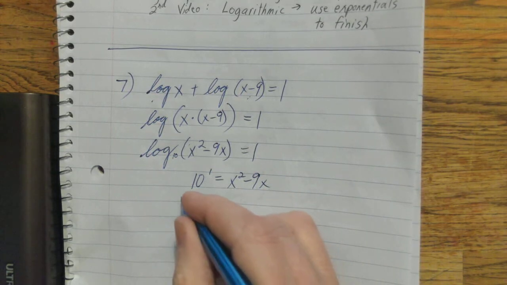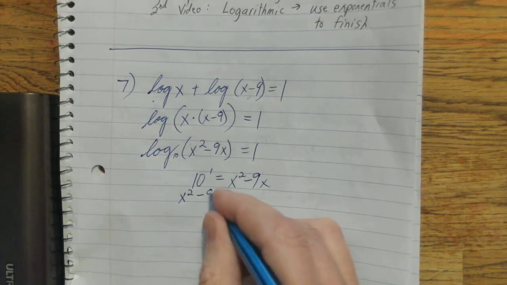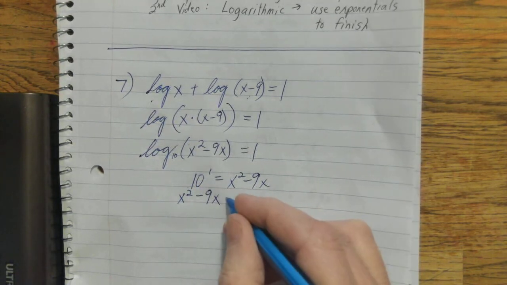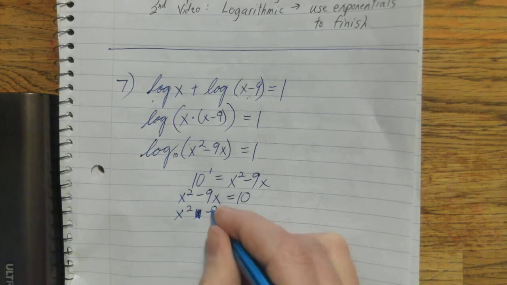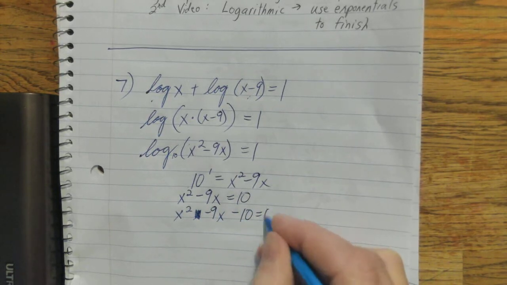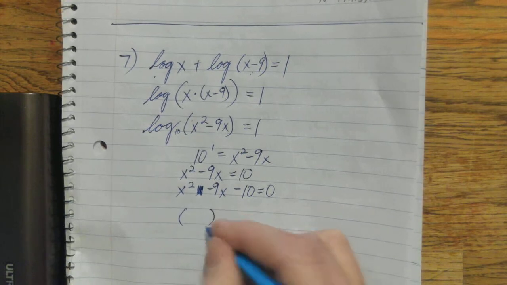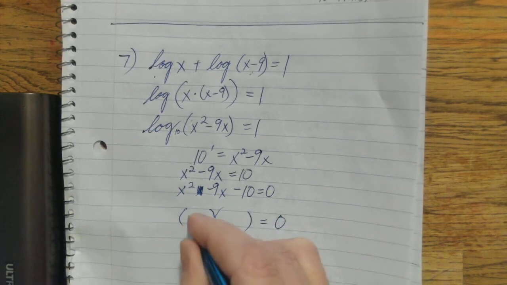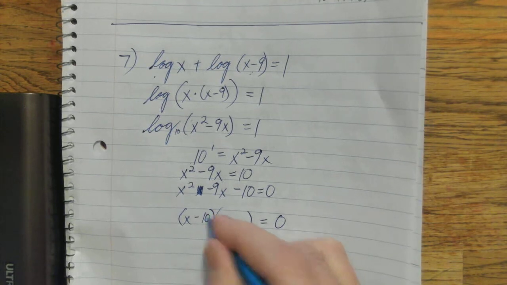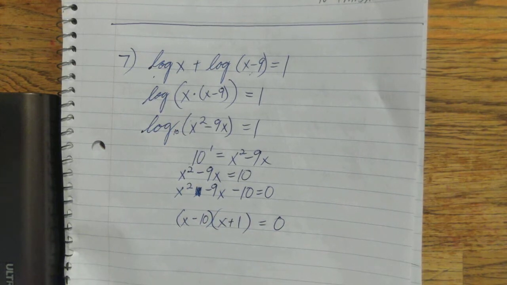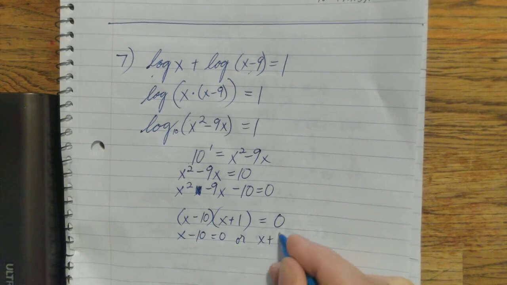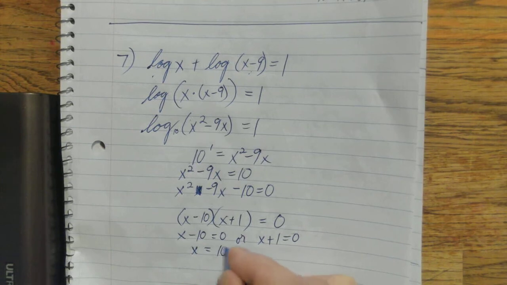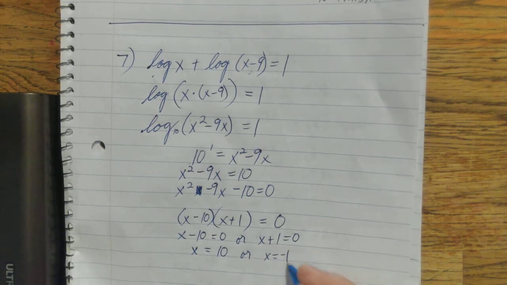Let's just rewrite this. x squared minus 9x equals 10. Let me subtract 10 from both sides and get x squared minus 9x minus 10 equals 0. Okay, let's do some factoring. Minus 10 plus 1. x minus 10 equals 0, or x plus 1 equals 0. x equals 10, or x equals negative 1.